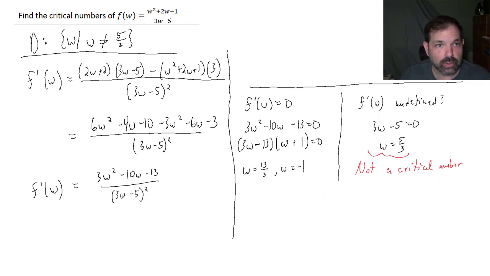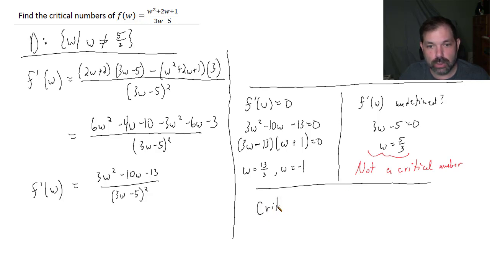So there are two critical numbers for the function. So the critical numbers of f of w are w equals, I'm just going to put them in numerical order here, negative 1 and 13/3.